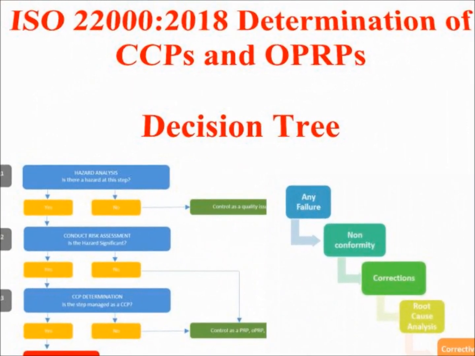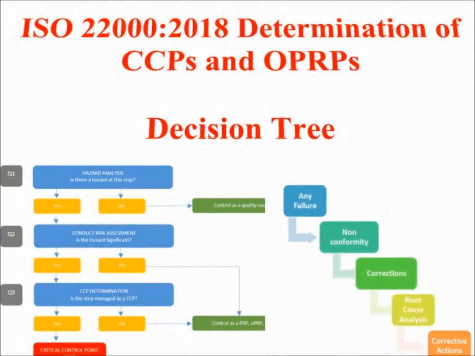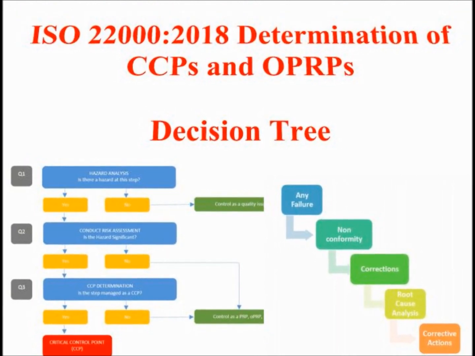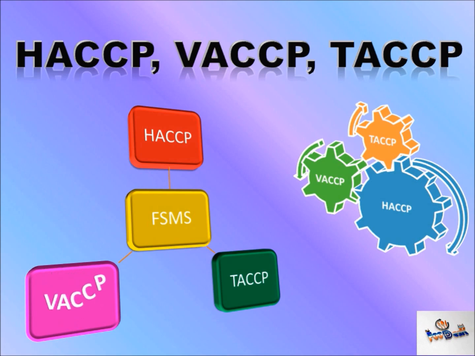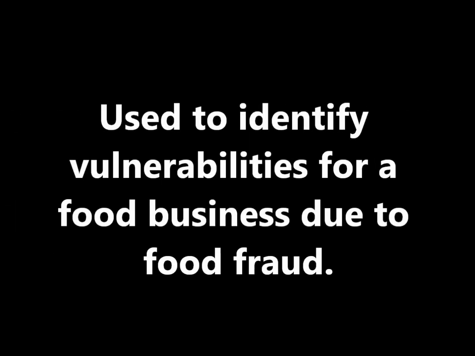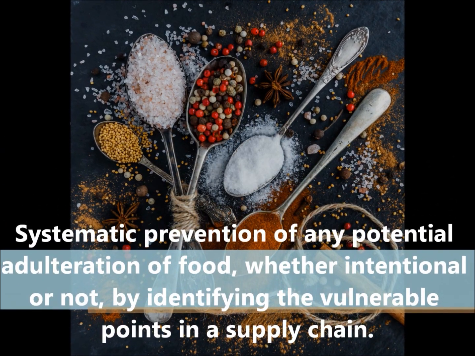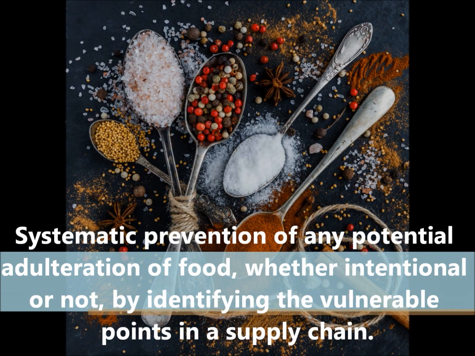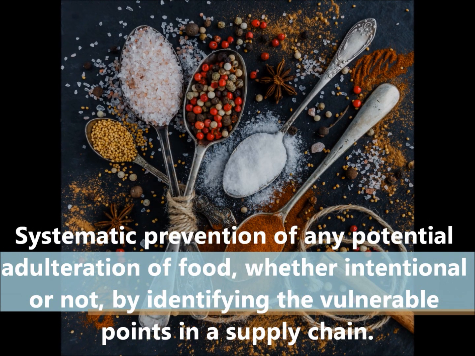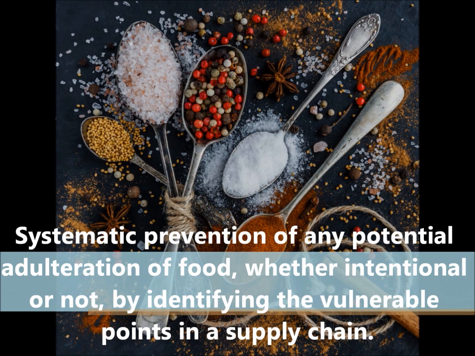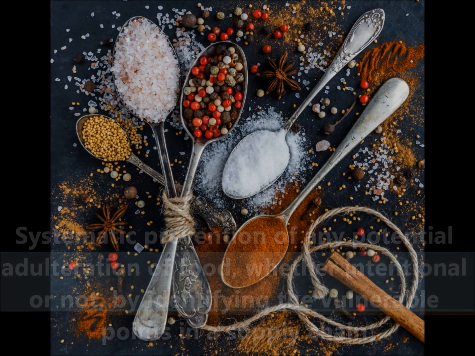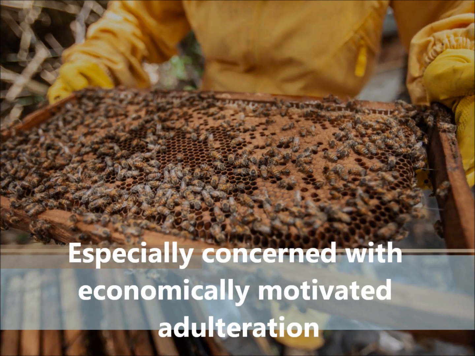You may remember we have discussed how to determine the CCP and OPRPs in a previous video. VACCP. This is a different type of food safety system used to identify vulnerabilities for a food business due to food fraud. It focuses on food fraud as well, and widens the scope to include systematic prevention of any potential adulteration of food, whether intentional or not, by identifying the vulnerable points in a supply chain. It is especially concerned with economically motivated adulteration.